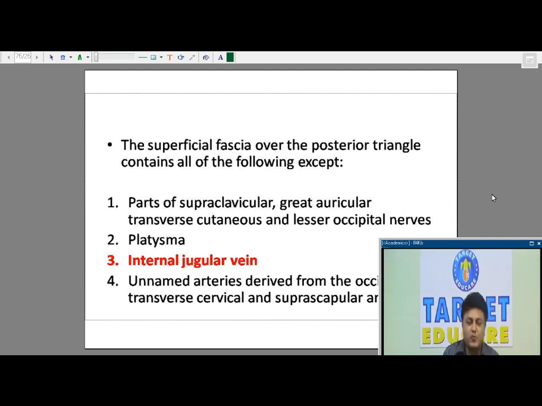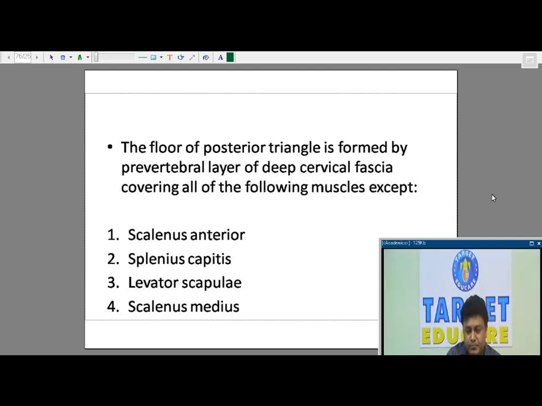The answer is internal jugular vein. A lot of people have answered IJV. That's the right answer. Now, again, posterior triangle only. We are talking about the superficial fascia. Now we go to the floor of it.